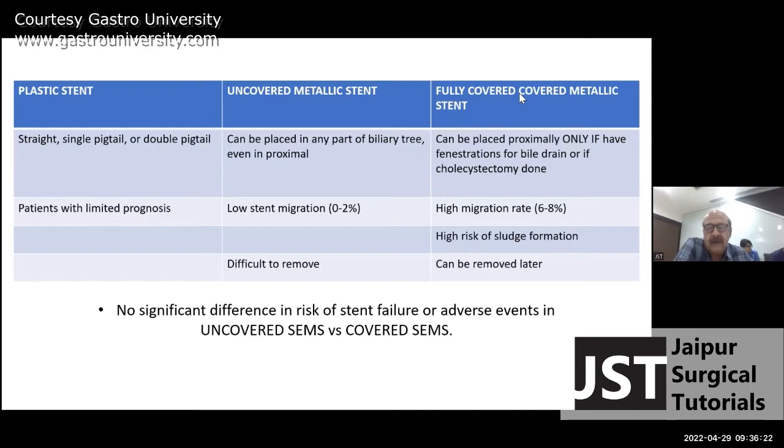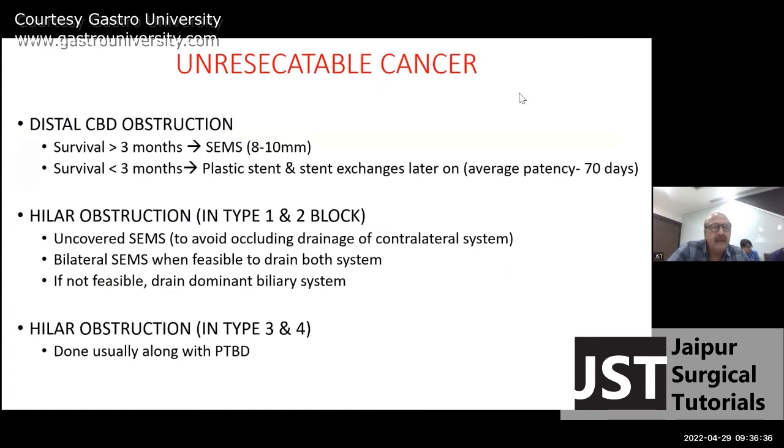There's a high degree of sludge formation in a fully covered stent, but they can be removed later. So there's no significant difference in the risk of stent failure or adverse events when you compare uncovered with covered stents. So both can be used. Unresectable cancers, distal obstruction, survival more than 3 months, we use SEMS. Survival less than 3 months, you can go ahead and do a plastic stent. Maybe stent exchanges can be done with the average patency of around 2 months.